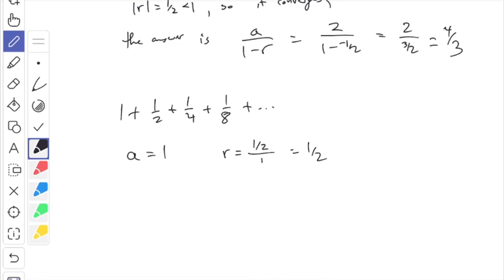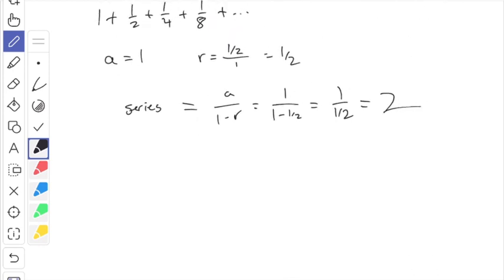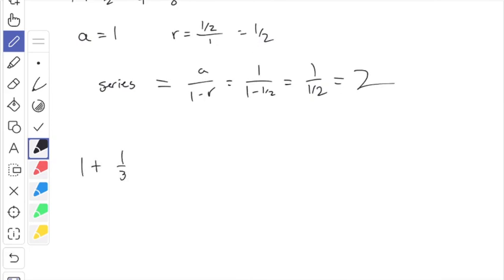Does it converge? Yes, it does, because the R is less than 1 in absolute value. And what does it converge to? So the series equals A over 1 minus R, which is 1 over 1 minus 1/2, which is 1 over 1/2, which is 2. Confirming what I told you so long ago by drawing the boxes. You really do get 2 according to that formula. All right? What if you use powers of 3 in there instead of powers of 2? 1 plus 1/3 plus 1/9 plus 1/27, etc. What's it going to add up to this time?